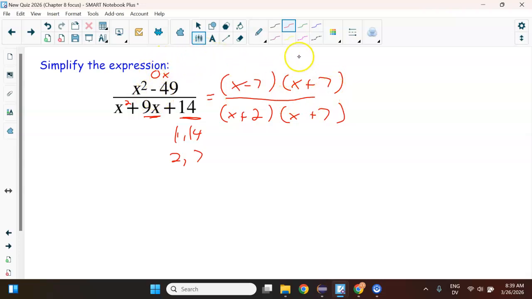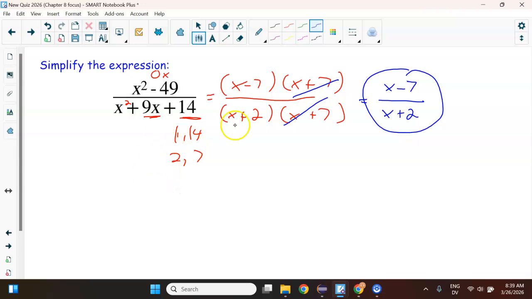Okay, and once you get it split apart, this is actually kind of the fun part. Now you just cancel out anything that's common. So wipe those out, and that would leave us with x minus 7 over x plus 2. Okay, and that's the simplified version of that expression.